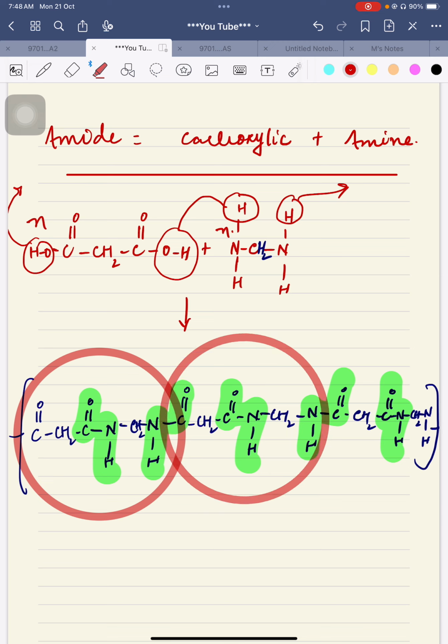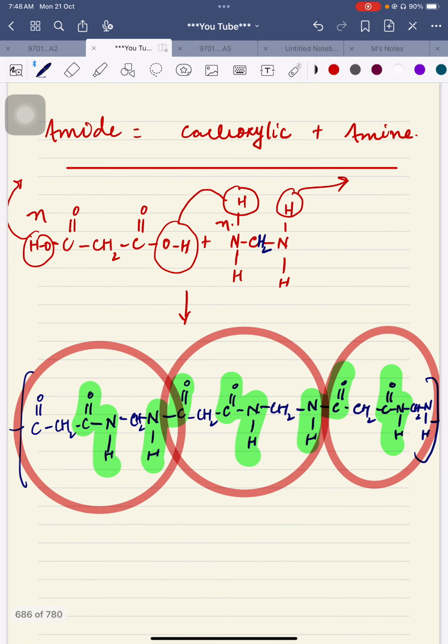This is the second time. Okay, and this is the third time. Okay, so you can see that in all these three, dicarboxylic and diamine both are there. So that's why we can say that three repeating units have been written to make this polymer. So there is no n with this polymer, and now I'm telling you what will be the repeating unit.